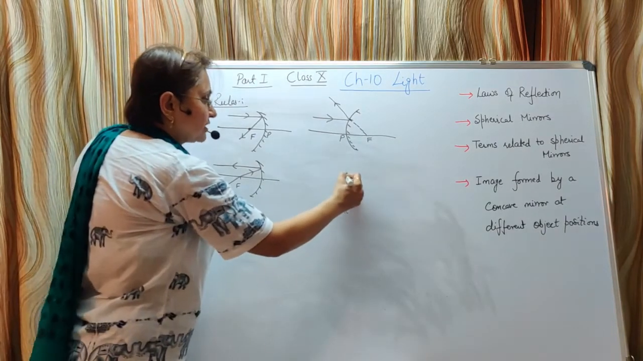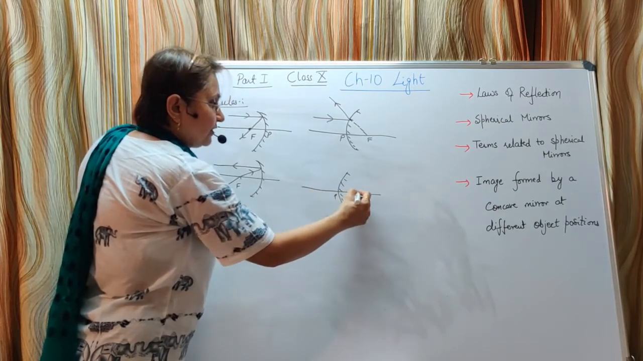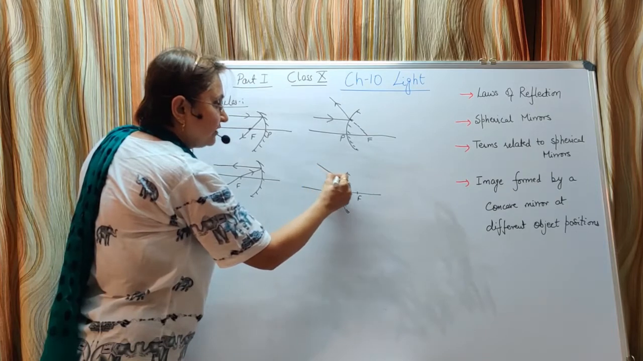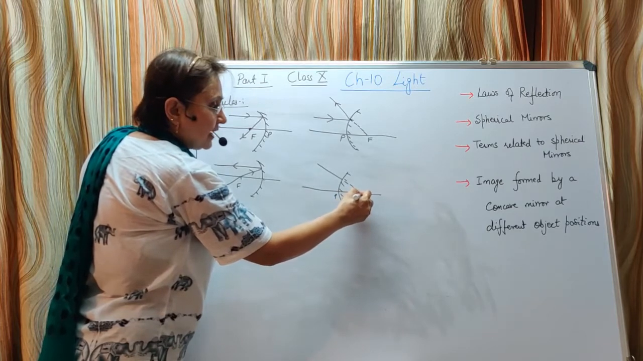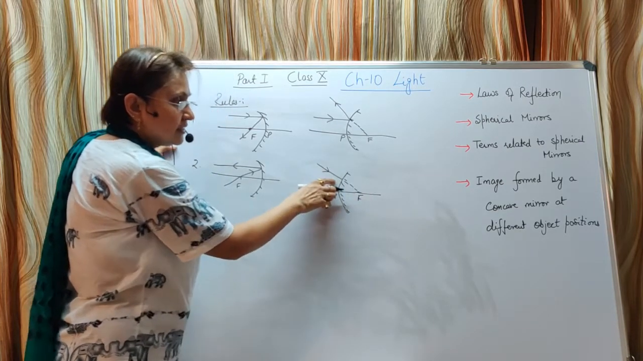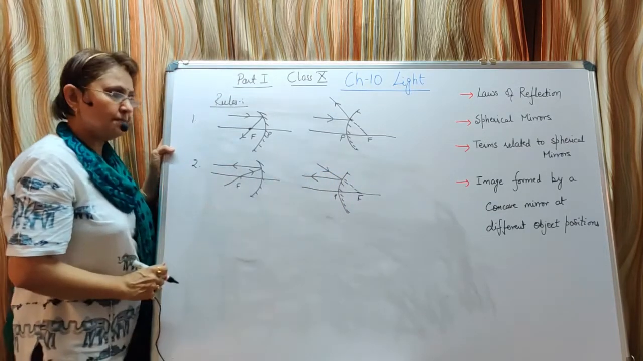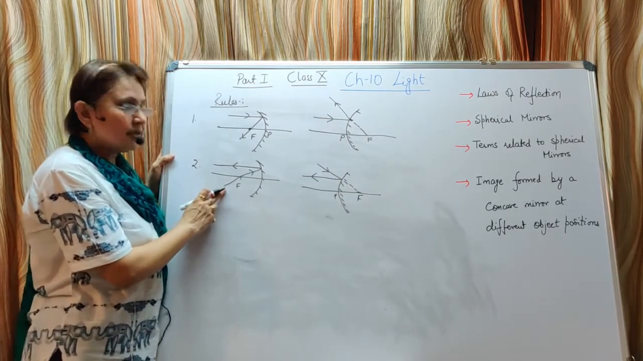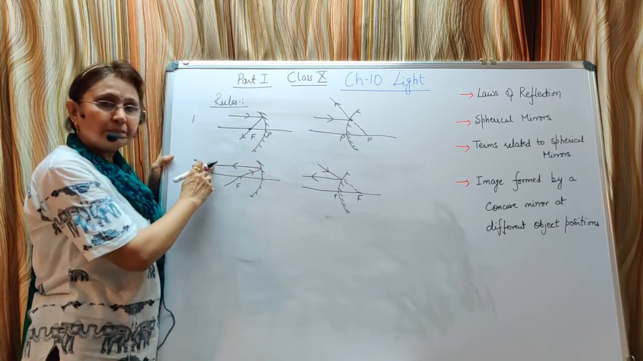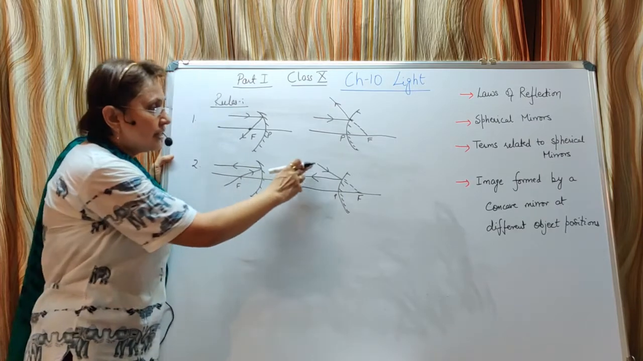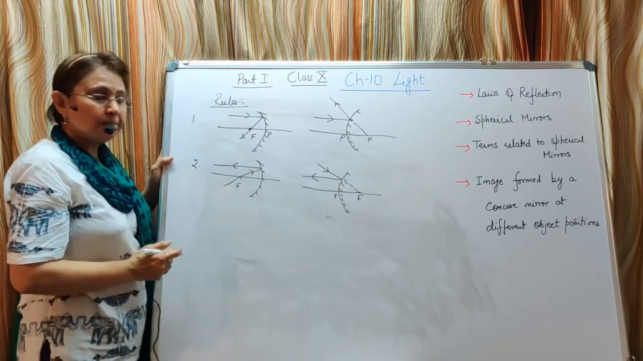Whereas in case of a convex mirror, this is the principal axis, the pole. A ray of light, where is the focus? Here. So, a ray of light which is appearing to pass through the focus, it's not actually passing. This incident ray, which is appearing to pass through the focus, after reflection becomes parallel to the principal axis. So, the second rule is, a ray of light passing through the principal focus becomes parallel to the principal axis in case of a concave mirror. A ray of light which is appearing to pass through the focus, after reflection becomes parallel to the principal axis.